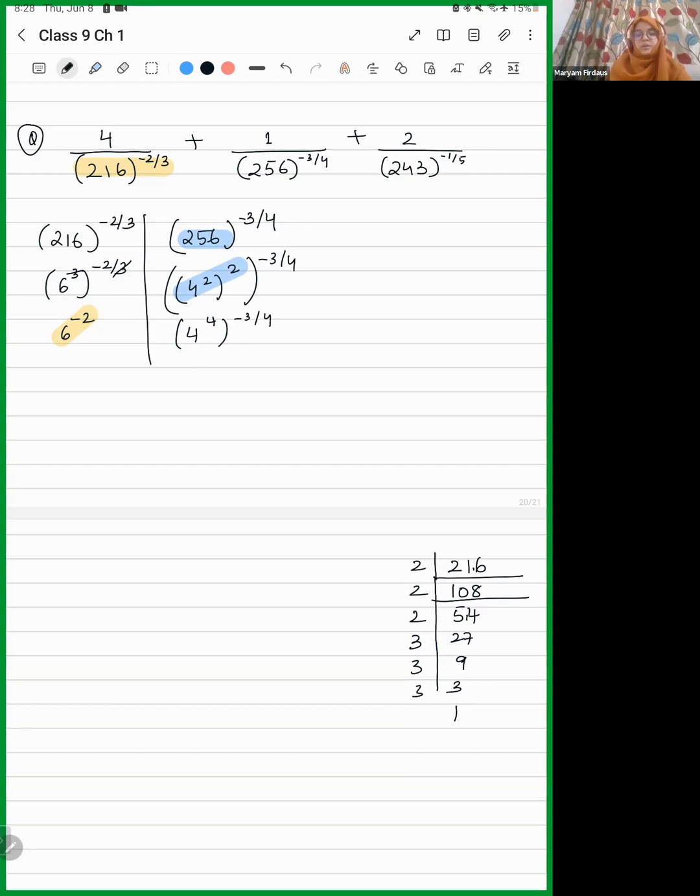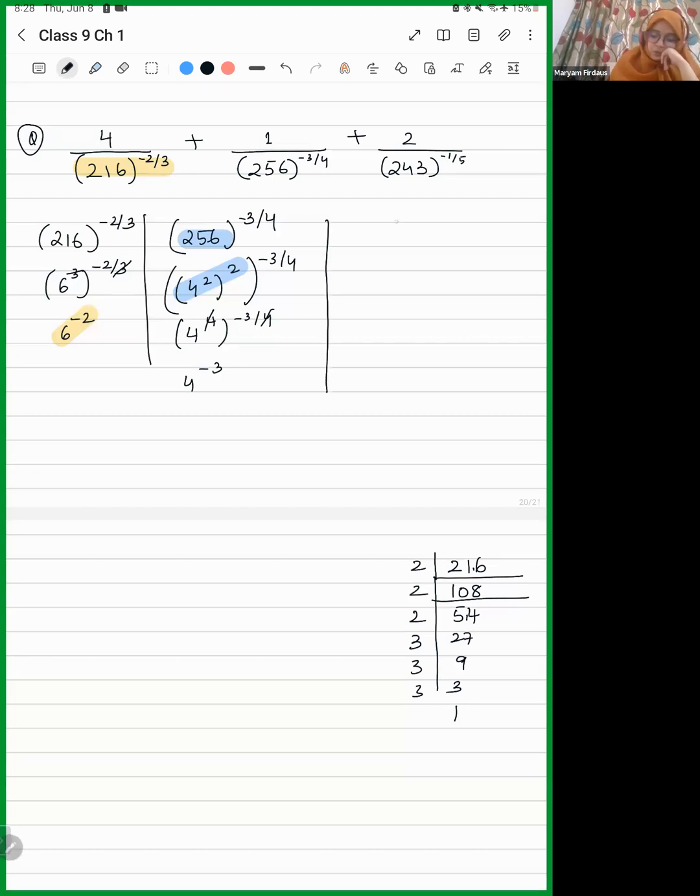Let me know if you're not able to understand something, then we'll go a little bit slow. So this gets cancelled. Then 4 to the power minus 3. Done till here? Yes.